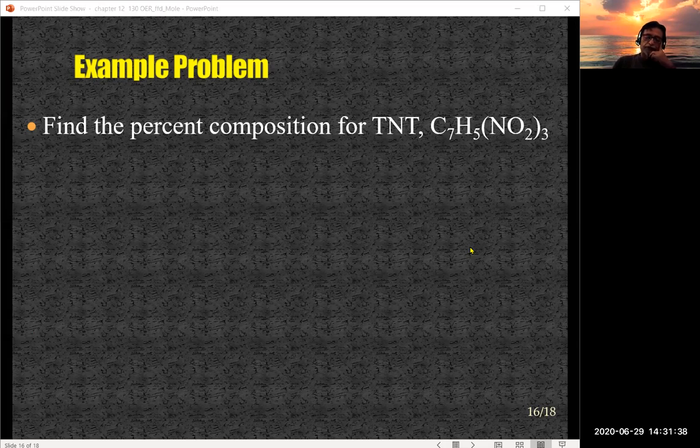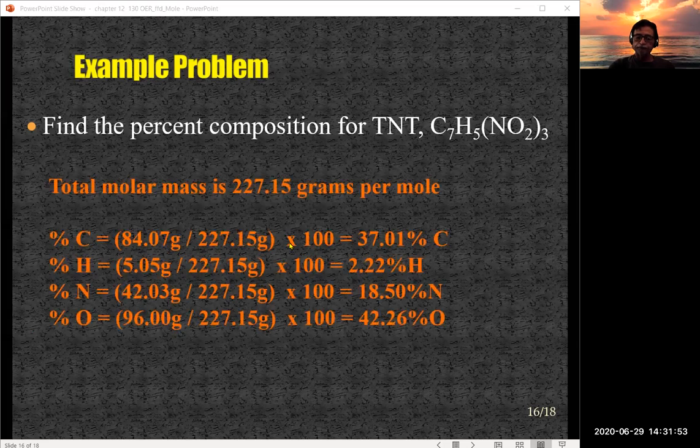Anybody want to take an educated guess? Actually, you don't have to guess. It's right there. Here you go. Exactly, 6. Okay. And so we set the problem up. We first have to calculate the molar mass for this molecule. And the molar mass ends up to be 227.15 grams per mole.